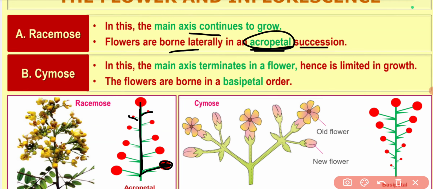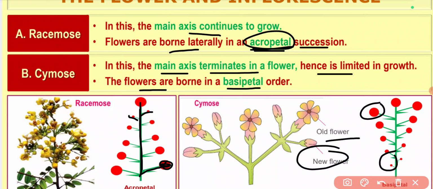In cymose, the main axis terminates in a flower, hence it is limited in growth. The flowers are borne in basipetal order. Means, as you can see in this diagram, older flowers are in the top portion and new flowers come in the bottom portion. This is called cymose inflorescence.